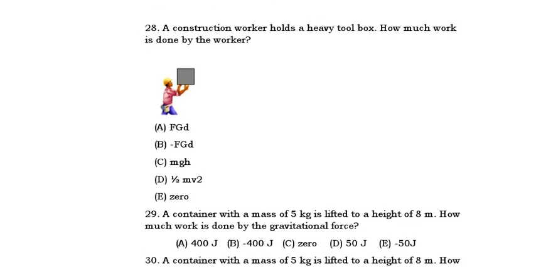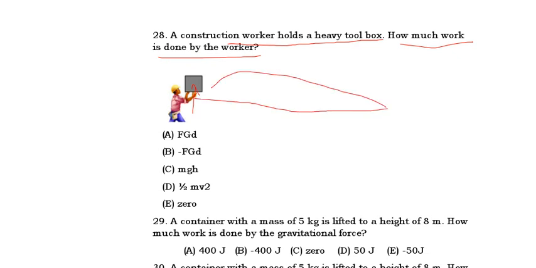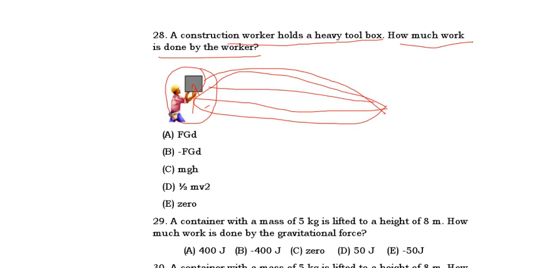The next part. Yes, question number 28. A construction worker holds a heavy toolbox. How much work is done by the worker? See guys, in the previous lecture I told that if you only hold the body, the work is not completed. To complete the work, you have to lift the body and travel some distance. He only lifted the object, but he does not travel. There is no distance he travels. So when no distance is traveled, his work is what? Zero only. Did he do any work? No. When you use your brain, you will get good knowledge in physics, guys.